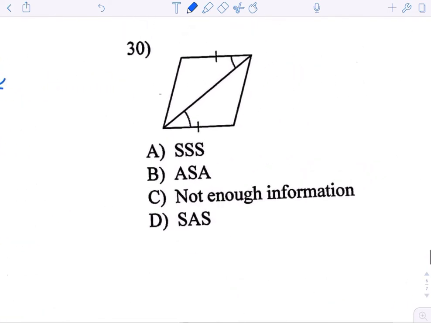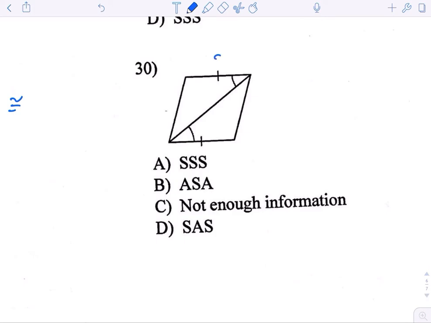Number 30. So remember, write down what you guys know. So you know you have a pair of sides and you guys know you have a pair of angles. So remember, you guys can say that's congruent to itself because that is a side that both triangles shared. So that means we have side, angle, side, side, angle, side. Side, angle, side, congruency theorem, D.